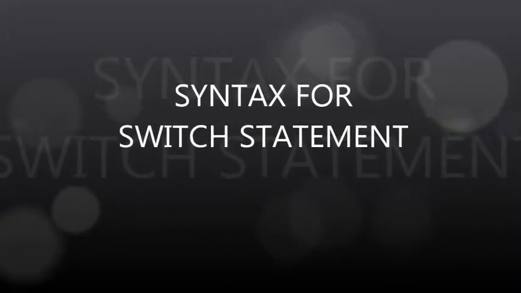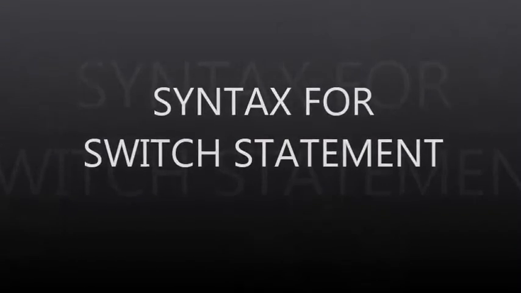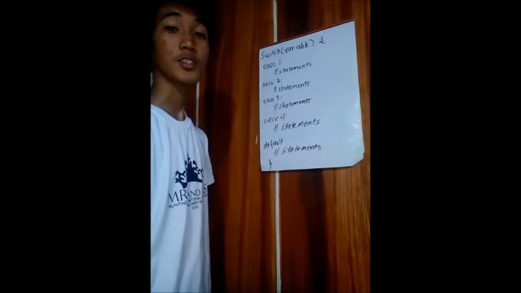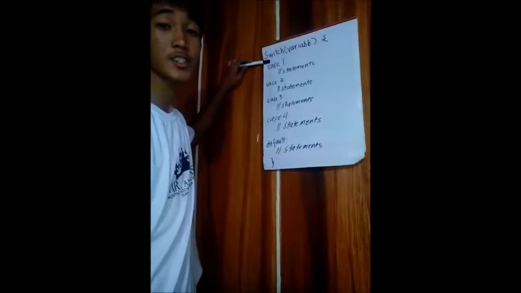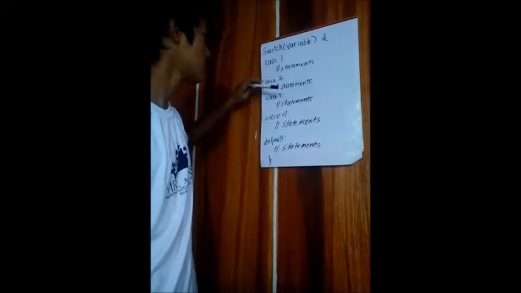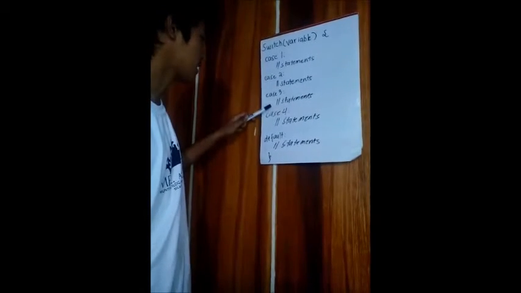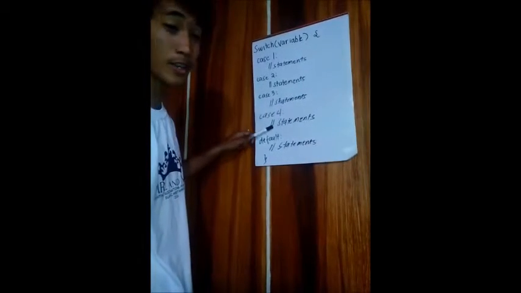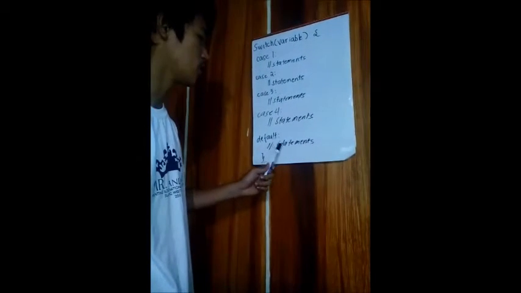Switch statement. A switch statement allows a variable to be tested for equality against a list of values. Each value is called a case, and the value being switched on is checked for each case. Syntax for switch statement: switch, then the variable to be switched. Case 1, then the statements. Case 2, then the statements. Case 3, then the statements. Case 4, then the statements. Under the default, there are statements.